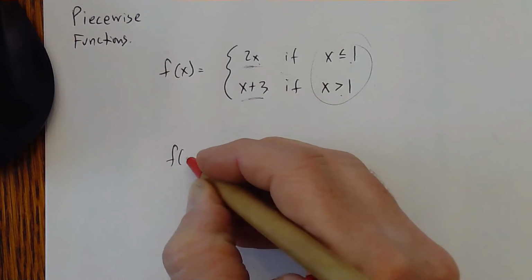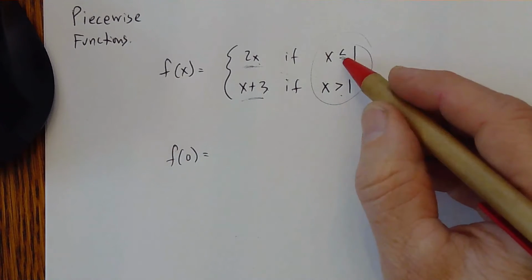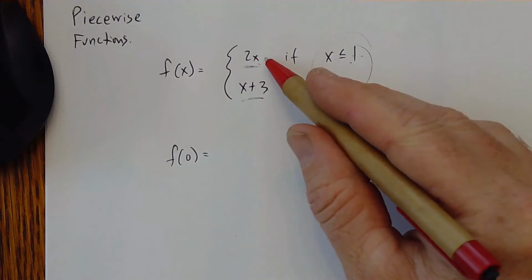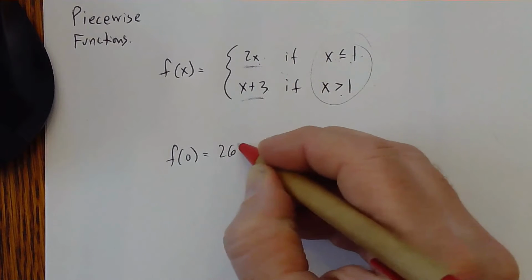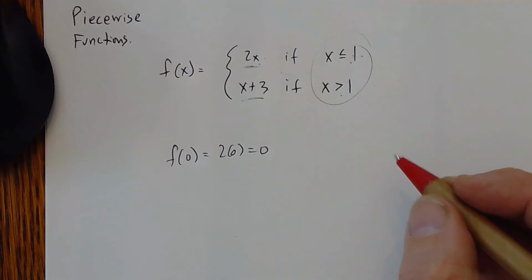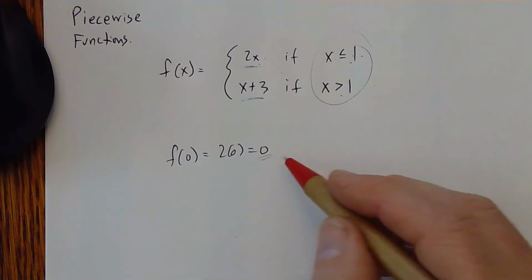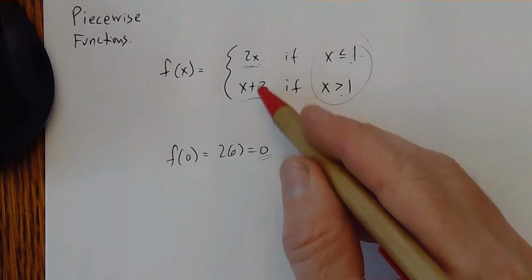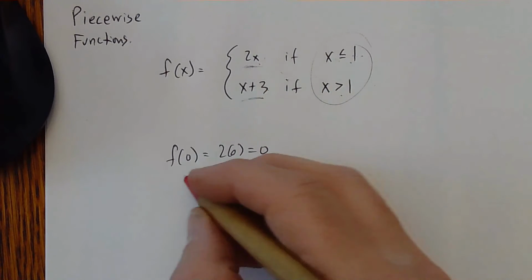So for instance, f of 0, well, 0 is less than 1, so I'm going to use this formula. I'm going to have 2 times 0, which is 0. Remember, a function can only have one output for each input, so I don't use both of these. I use one or the other.